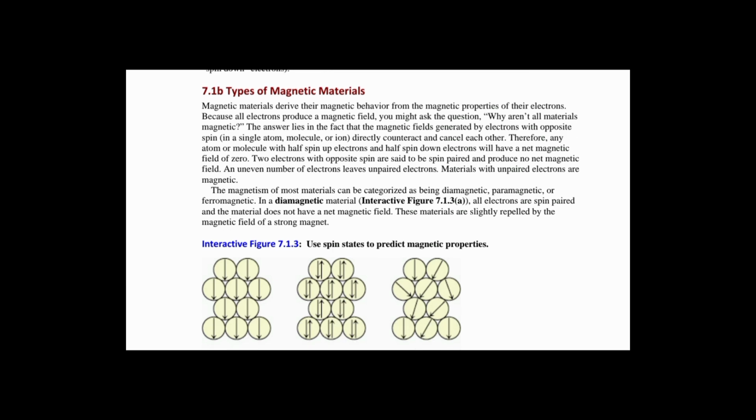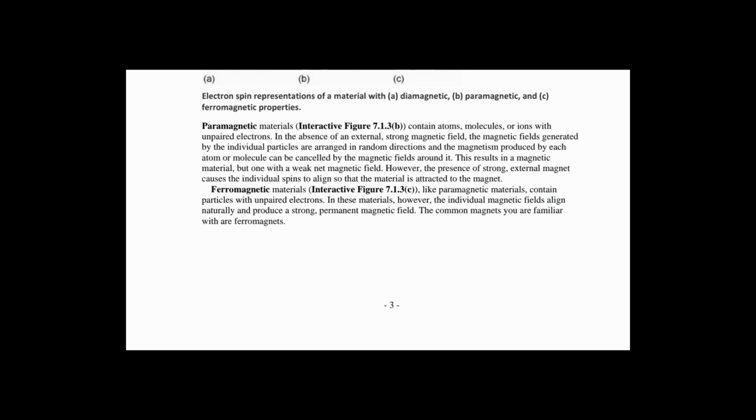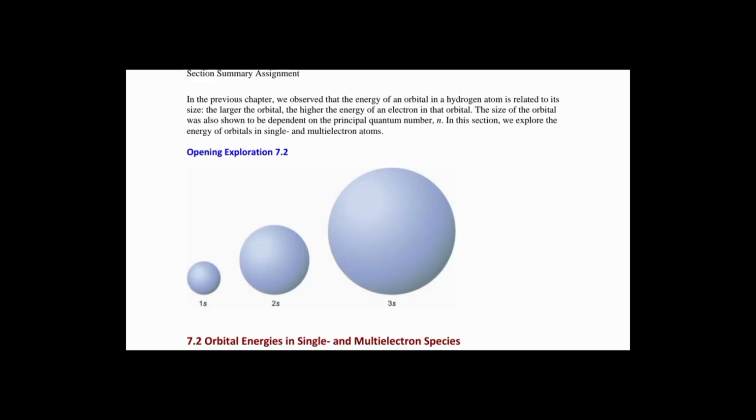Types of magnetic material: diamagnetic. This is out of course. You might prepare this for physics. Paramagnetic materials. Orbital energy.